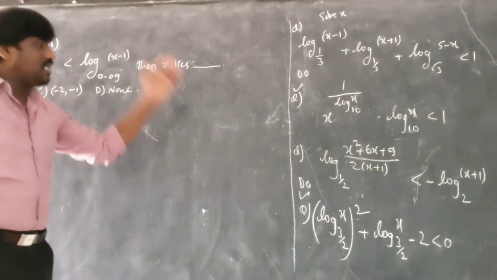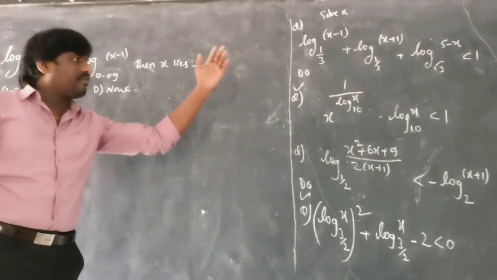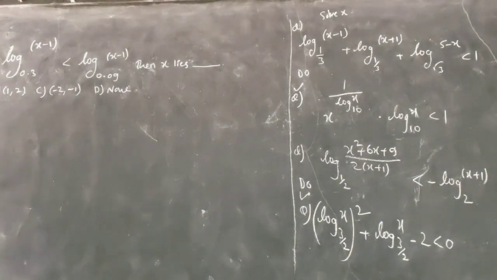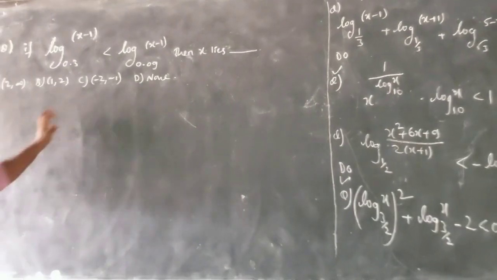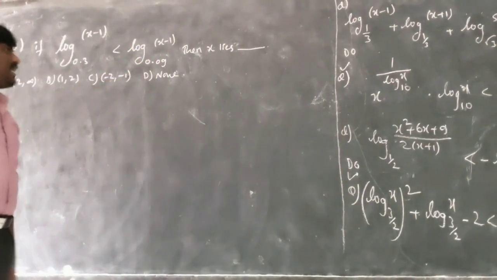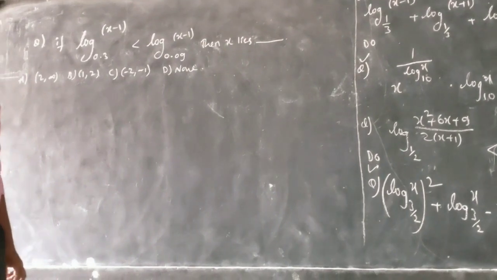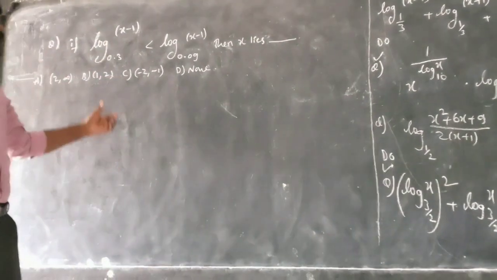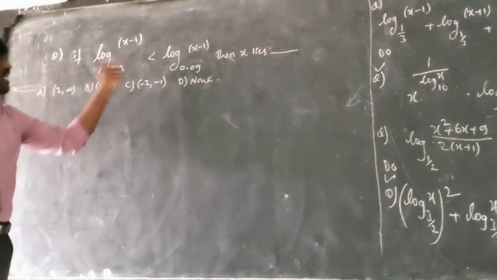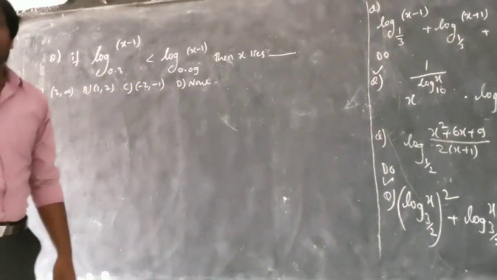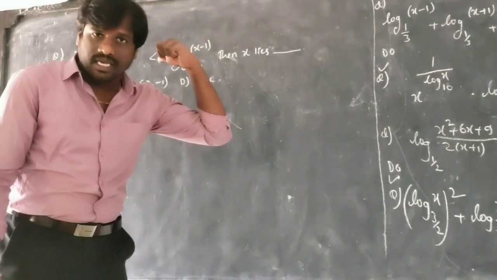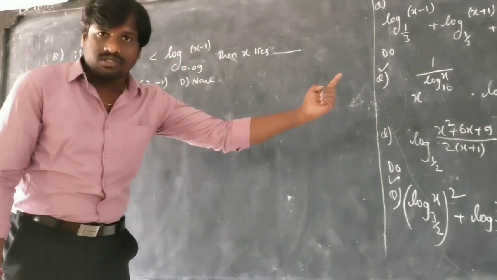So let us see here inequalities. These are the questions, this we will solve. Then you can solve any books. Now this question is log of x minus 1 with base 0.3 less than log of x minus 1 with base 0.09. Then what is the value of x? For solving this inequality, the base should be the same. But here the base on this side is 0.3 and on this side is 0.09.